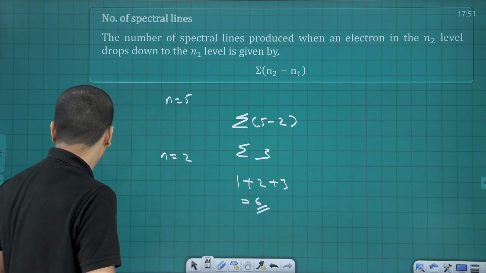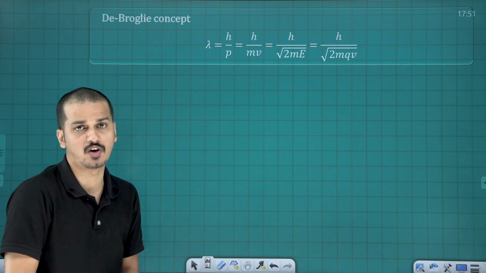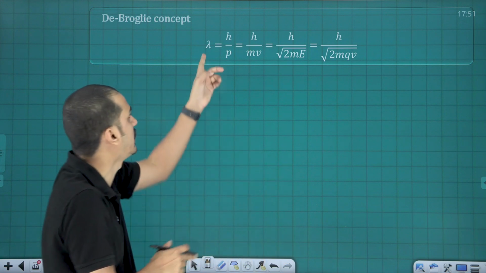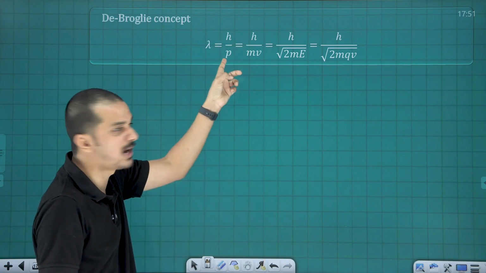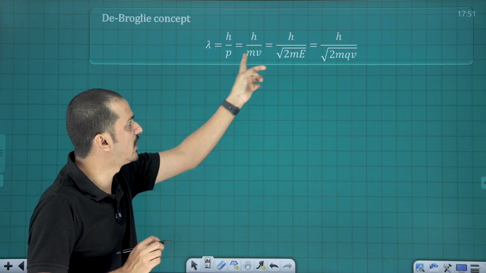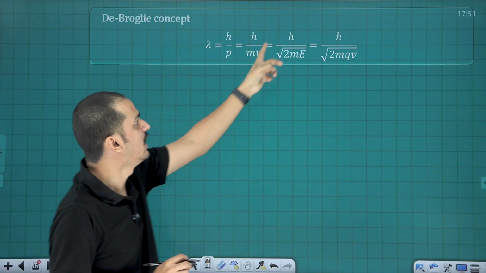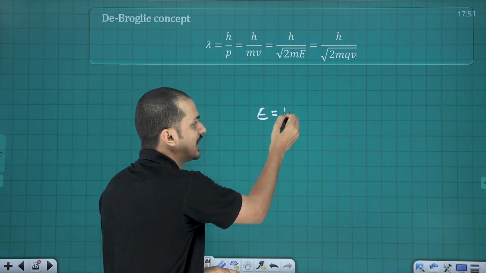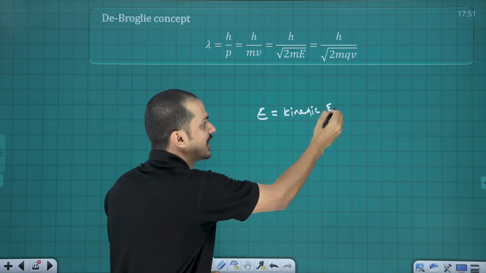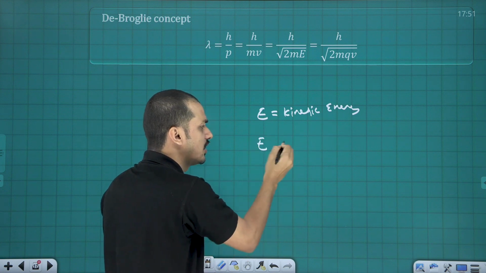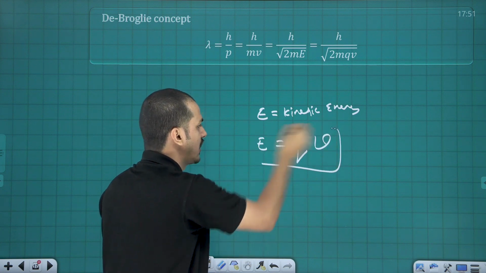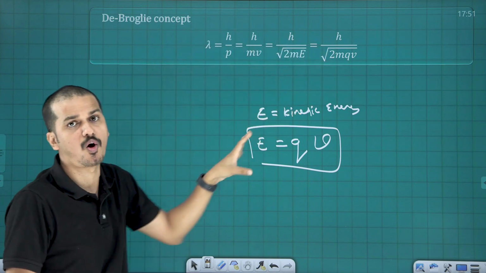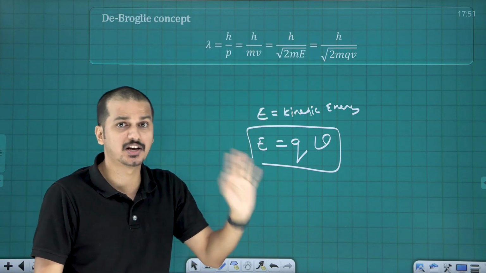Ready? Next, in this chapter, the de Broglie concept: particles can exhibit not only particle nature but also wave nature. That wave nature you can calculate by using the formula lambda equal to h by p, where p means momentum. Instead of momentum, I can write mv, mass into velocity, or in terms of kinetic energy, h by root 2mE, where E means kinetic energy. This kinetic energy is equal to charge into potential difference, that is, charge into voltage. I can write it like that also. Related problems may come, so you have to remember that idea.